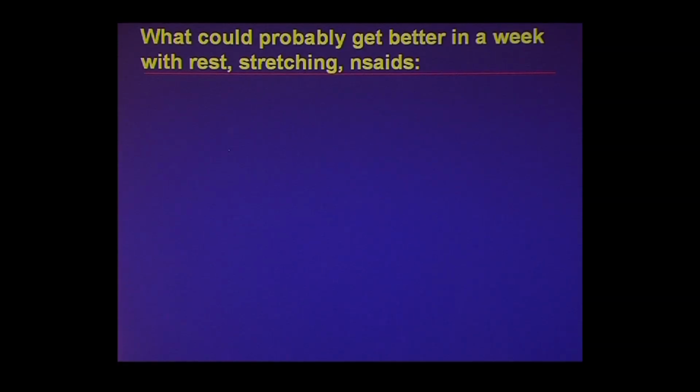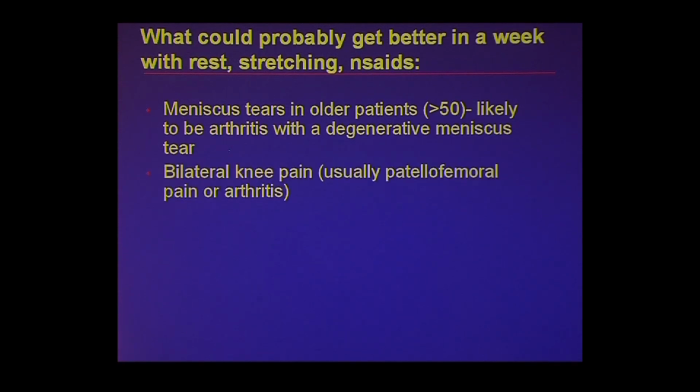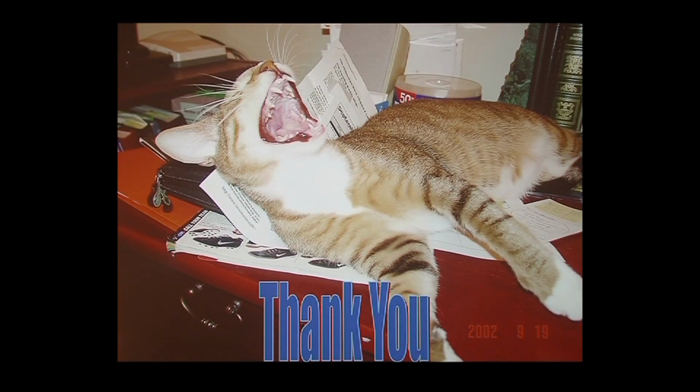Okay, what things could get better? Some of the other people have talked about these things. Maybe a little bit of a meniscus tear in someone older. Maybe we could try rehab first and an injection. I want you to think I'm all about surgery, but in answer to your question, arthritis with a meniscus tear, you don't always treat surgically. Bilateral knee pain usually is either arthritis or kneecap pain. Kneecap pain can be treated with physical therapy. Tendinitis. The common theme with these things is overuse injury, gradual onset, usually not a lot of swelling. So, all right.